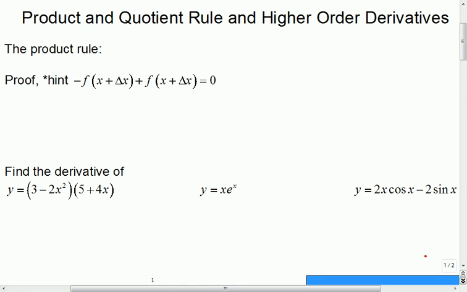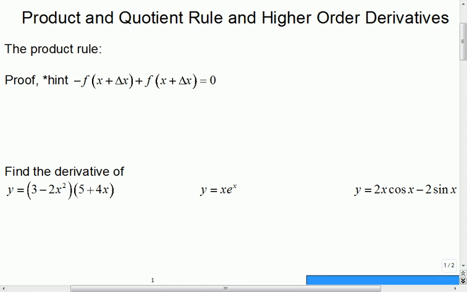Okay, so again, our goal today is to hopefully get more away from having to use limits to find derivatives by getting some more shortcuts. But before we can find those shortcuts, we need to use limits. So let me show you the product rule that we're going to be using today.